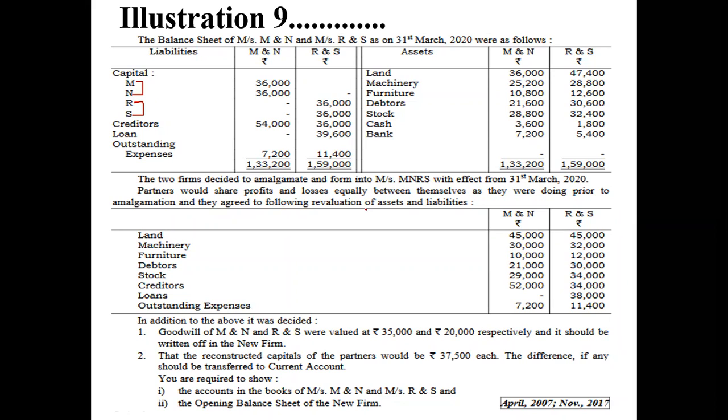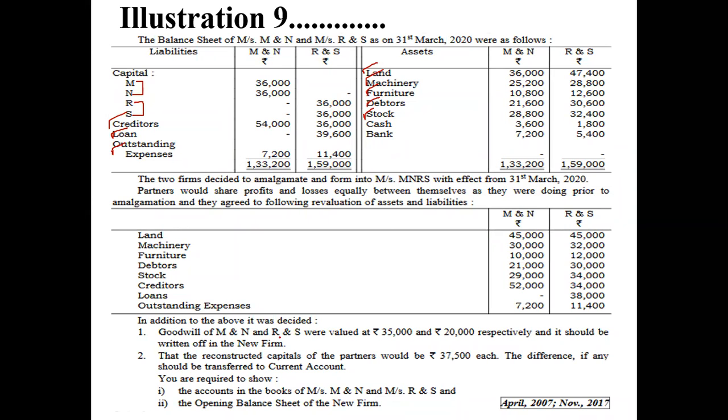And they agreed to the following revaluation of assets and liabilities. So the new value of land is provided here. Machinery, furniture, debtors, stock, cash and bank. The price is already there as a realization value. Whereas on the liability side, we have creditors, loan, and outstanding expenses. The new value is given to us, so we are going to take the new value. From this, we came to know that all the assets and liabilities are taken over by the new firm.